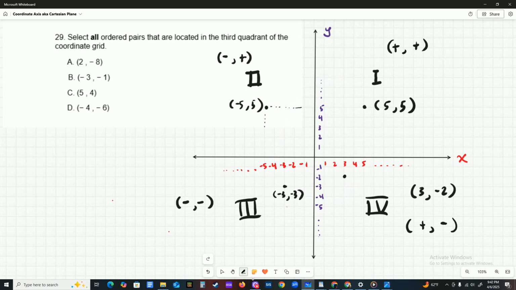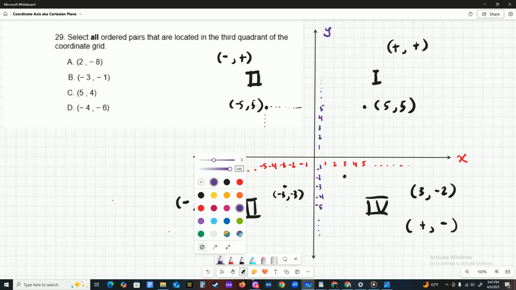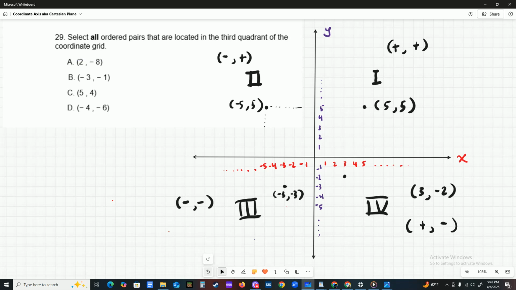So, all the ordered pairs that are in the third quadrant. Our third quadrant has to be a point that's negative, negative. Which points show us negative, negative? A is positive, negative. Positive, negative would end up in the fourth quadrant, so it cannot be A. What about B? -3, -1. If we plot it, it's right here. And if you look at our format, negative, negative. So B is one of them.